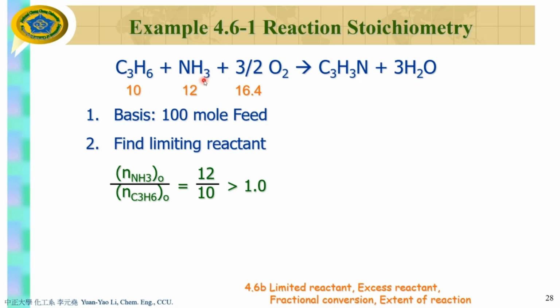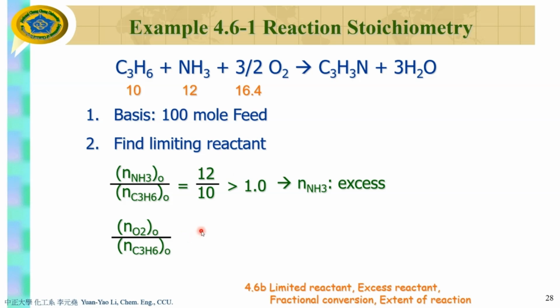If this consumes 10, the ammonia needs to consume 10 moles, and you have 2 moles left. So these 2 moles of ammonia will be the excess reactant. So C3H6 will be the limiting reactant. Now, if you take a look at this and this, the moles of oxygen divided by moles of C3H6, you need this to be what?